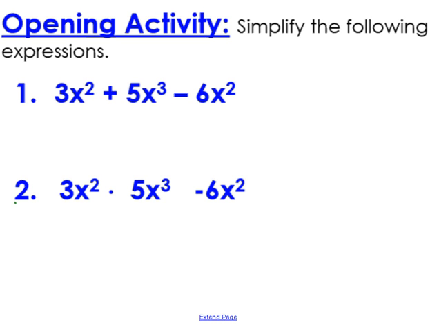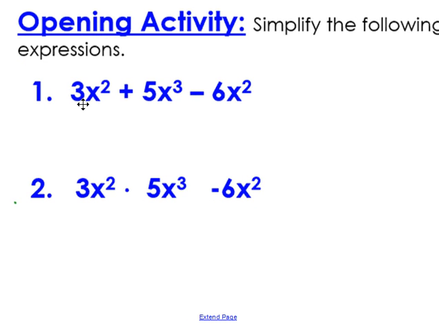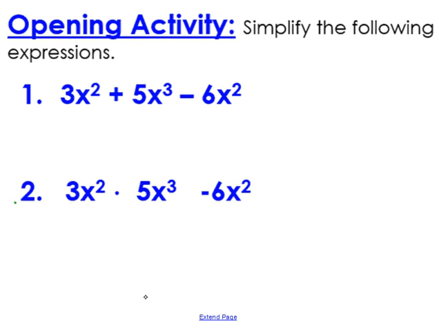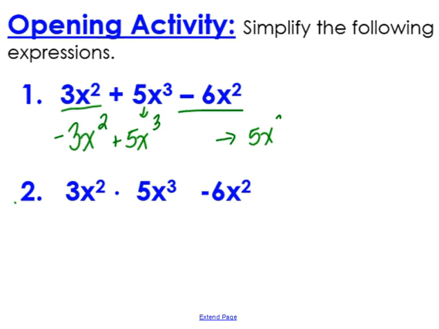So I can only add 3x squared to a minus 6x squared, which gives me negative 3x squared. And then I would bring down the 5x to the third. Now, we want to get in the habit of writing it in standard form, which means biggest exponent to smallest exponent. So I would need to rewrite that as 5x to the third minus 3x squared. So all you're doing is combining like terms.